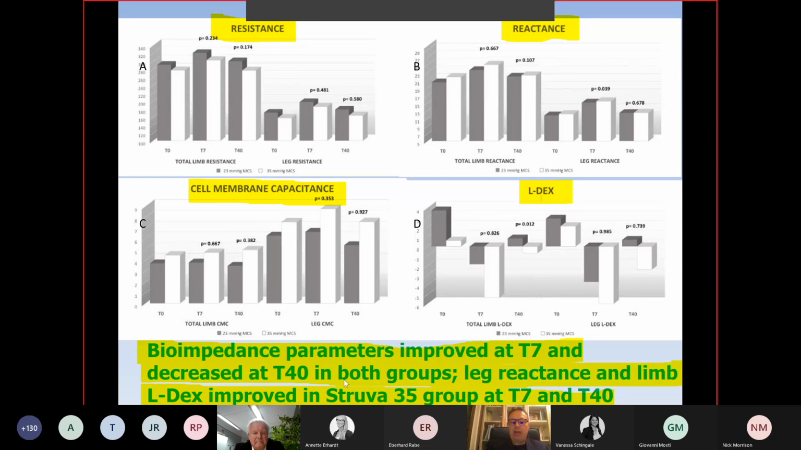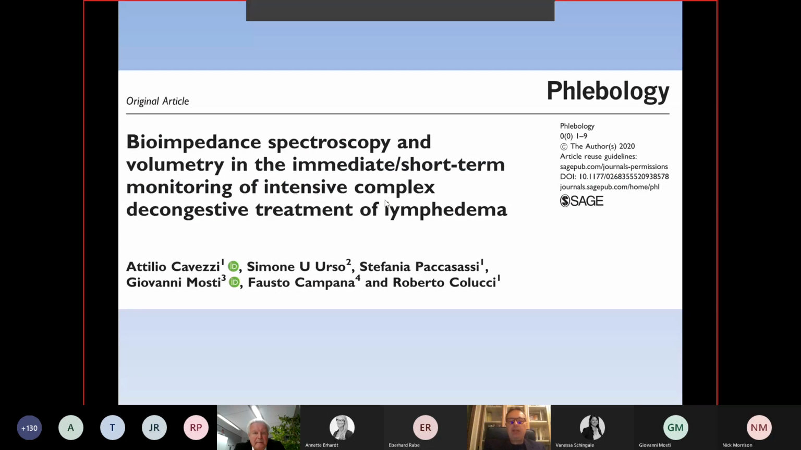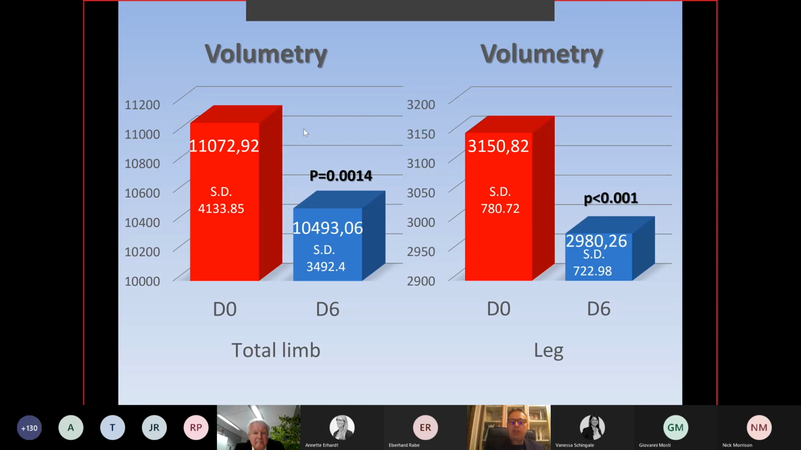So that means that without stockings, you can deteriorate the improvements that you get with Struva 23 or Struva 35. Then we investigated the complex decongestive treatment of lymphedema, which included, in this case, bandaging, manual lymphatic drainage and so on. We investigated with volumetry and with bioimpedance. After a 6 days course of the complex decongestive treatment, we had a volumetry reduction both in the total limb and in the lower leg, which was statistically significant, as you can see here.